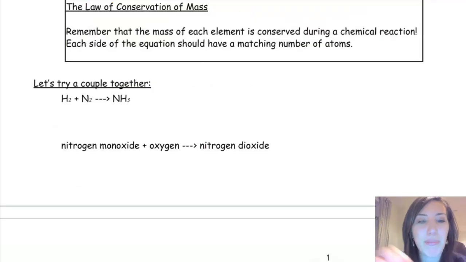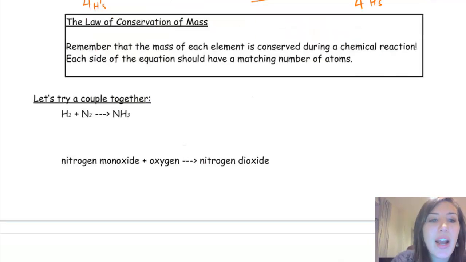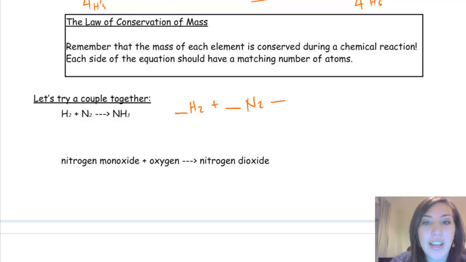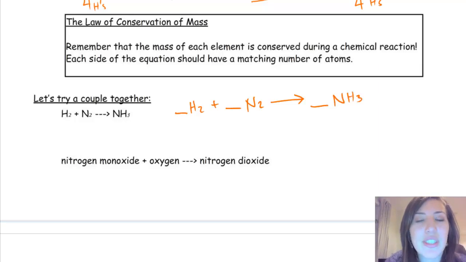So let's try a couple, because this is tricky. When I see all these letters and numbers jumbled together, I like to separate it out and put a couple of lines for myself so that I have somewhere to write on and to make changes and mistakes. So first things first, let's count the N's. We see that here we have 2 N's and here we have 1 N.